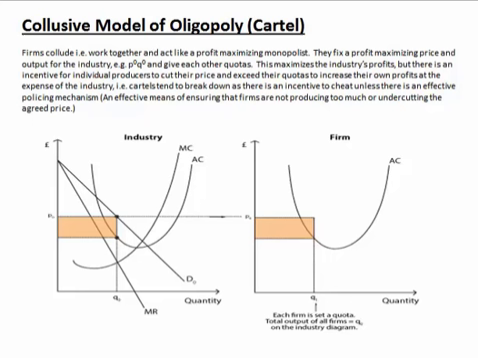Cartels tend to break down as there is an incentive to cheat, unless there is an effective policing mechanism, an effective means of ensuring that firms are not producing too much or undercutting the agreed price. That's reflected on the diagrams in front of you, the left diagram being an industry perspective, the right diagram being the firm perspective. As you can see on the industry diagram, MC equals MR, leading to supernormal profits, and each firm has set a quota. Total output of the firms, as represented on the right, is denoted by Q1 on the industry diagram, and that leads to prices in excess of the average cost curve, therefore profit.